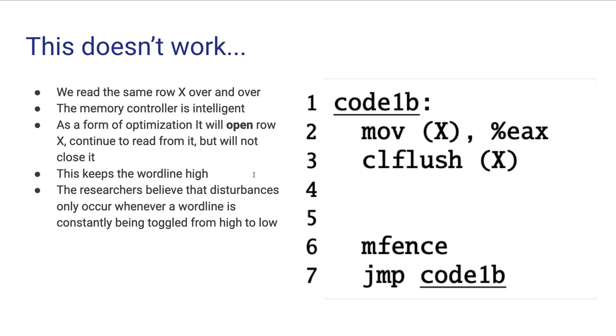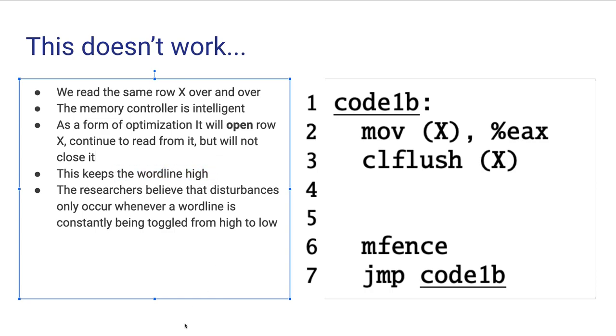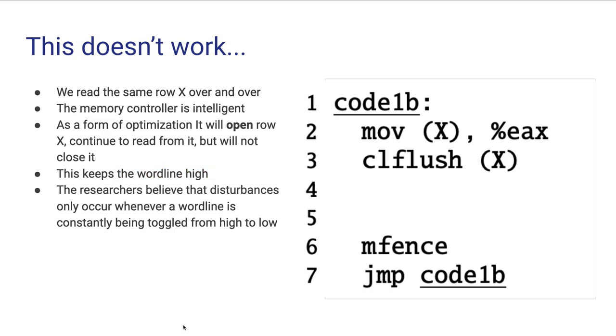The right code does not work because we're reading the same row over and over again, and the memory controller is trying to reduce the number of times it opens and closes rows. So it will optimize whenever it encounters this set of instructions. It'll open the row 1 time and keep reading from it as the loop keeps going, and the memory controller will only close out that row once the block is passed. So this keeps the word line high, but it does not cause any bit flips, and the researchers believe that disturbances in DRAM memory only happen if you're toggling the word line high and low very frequently, which this code does not do.